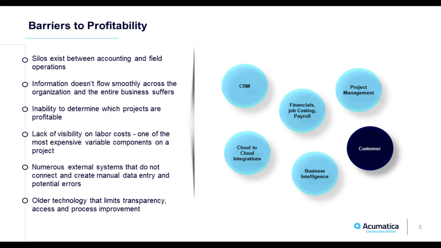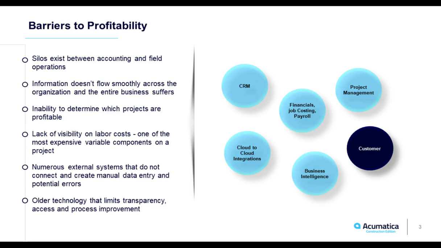the right-hand side, we've got a whole bunch of separate silos there. So you have CRM, financials, job costing, payroll, project management, customer management, business intelligence, cloud-to-cloud integrations, all sitting either in disparate products or separated in a company from a back office perspective. Project management throws something over the wall to accounting, accounting throws it back over the wall to project management, and there's no real collaboration of that data, and that's part of what these barriers to profitability represent.